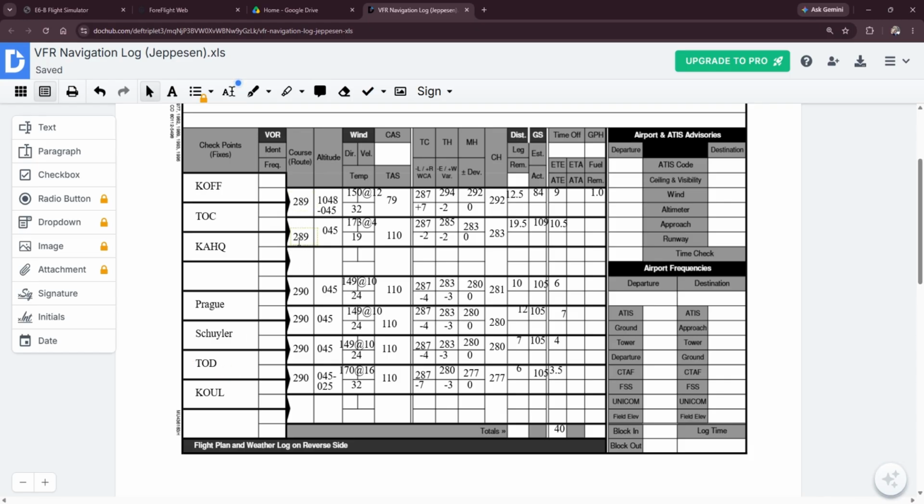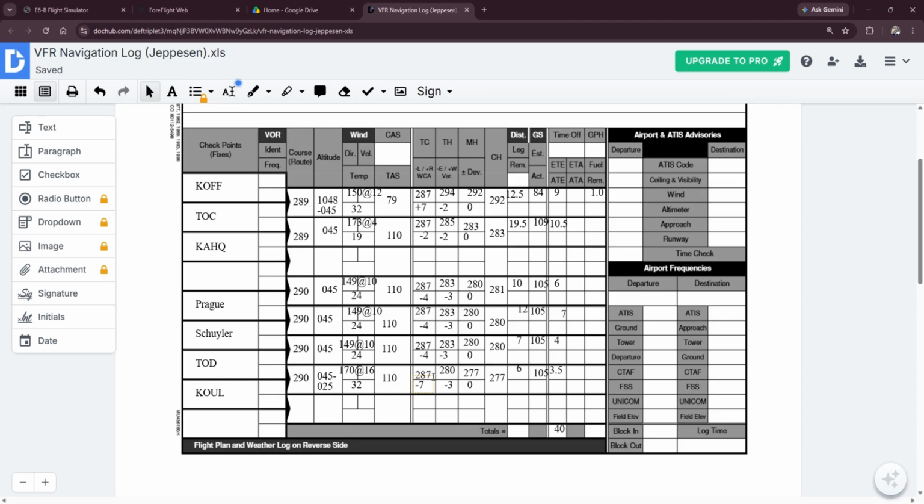And then we've written down our course route 289, and then remember the halfway point, 290, 290 all the way through. True course and the course route never changed, right? Unless we're changing direction. So if we change direction from Columbus to Beatrice, the true course is going to change, right? We're changing direction.